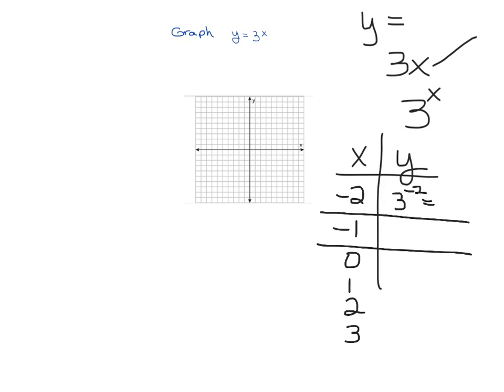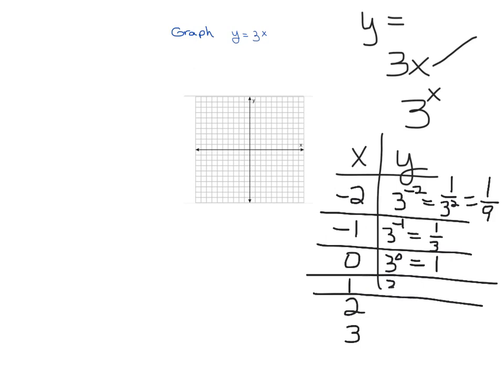So this will actually become 1 over 3 to the second, which is 1/9. Then here, 3 to the negative 1 power becomes 1/3. Remember, anything to the 0 power equals 1. And then here, 3 to the first power is 3. And then 3 to the second power will be 9. And 3 to the third power is 27.